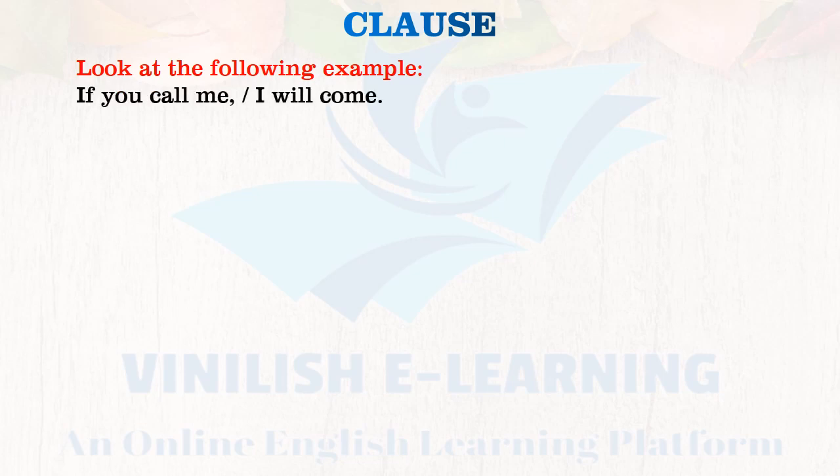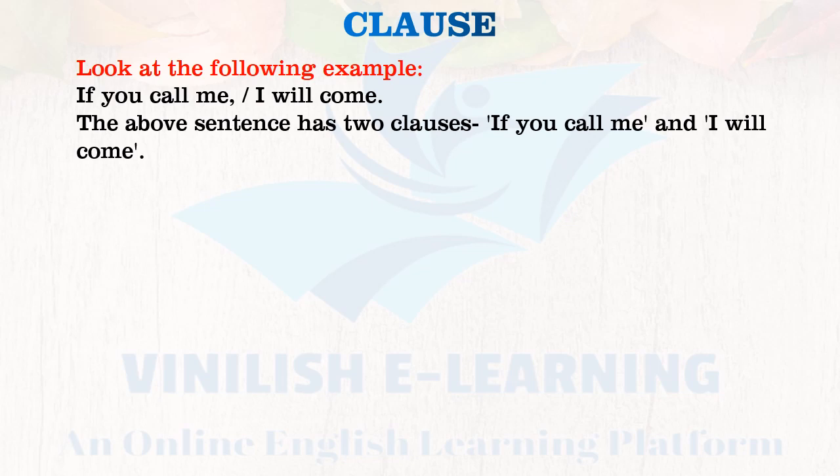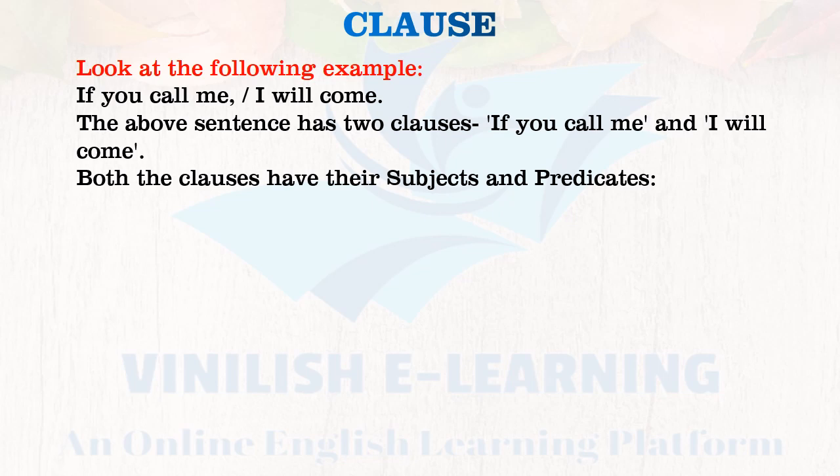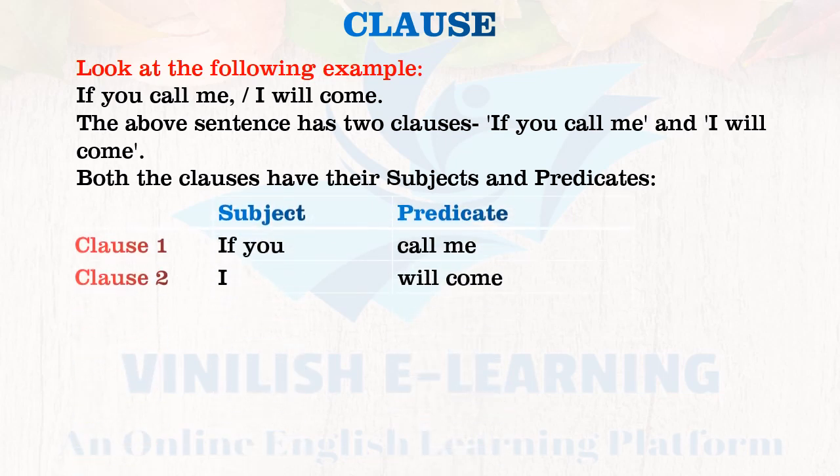If you call me, I will come. The above sentence has two clauses: if you call me, and I will come. Both the clauses have their subjects and predicates. Clause 1: if you is a subject, call me is a predicate. Clause 2: I is a subject, will come is a predicate.